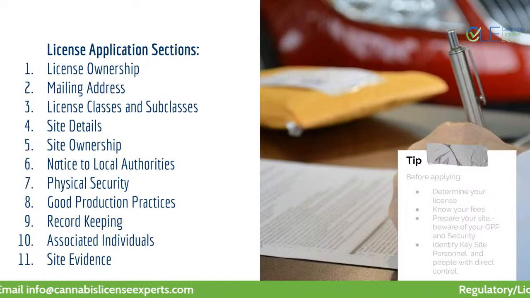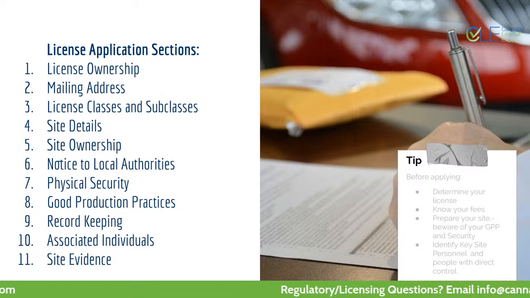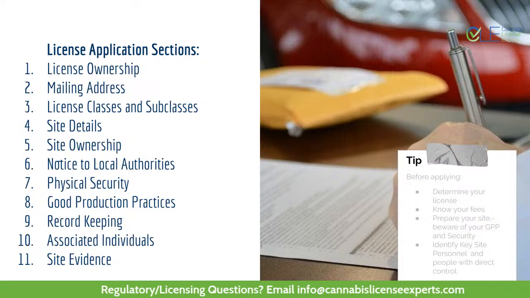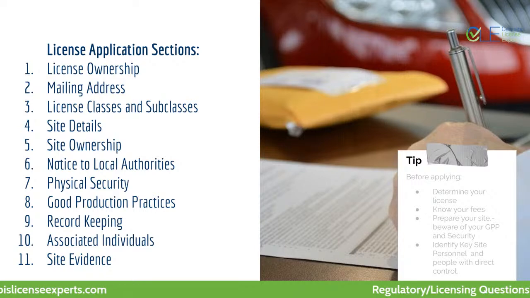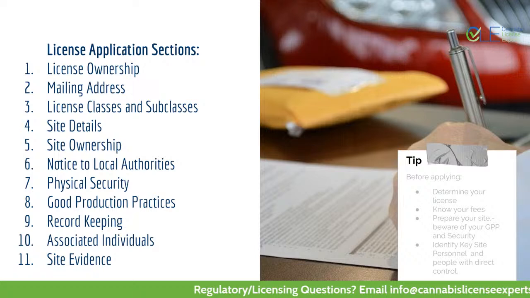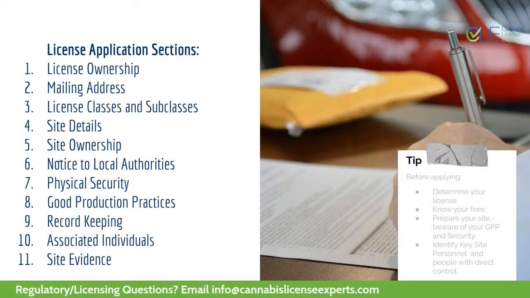So when looking at the license application sections, it's divided into 11 sections. We have license ownership, mailing address, license classes and subclasses, which we've already touched on, site details, site ownership, notices to local authorities, your physical security, your good production practices, record keeping, all associated individuals, and a site evidence package.